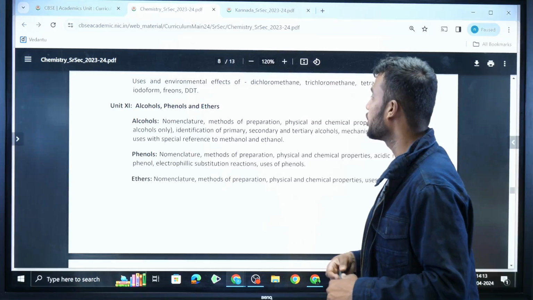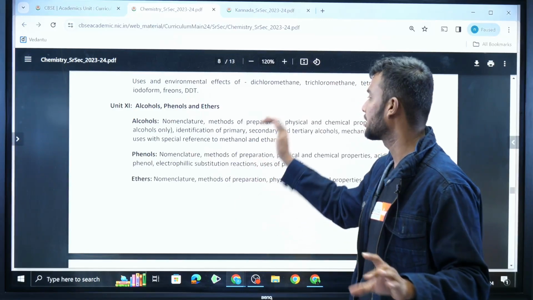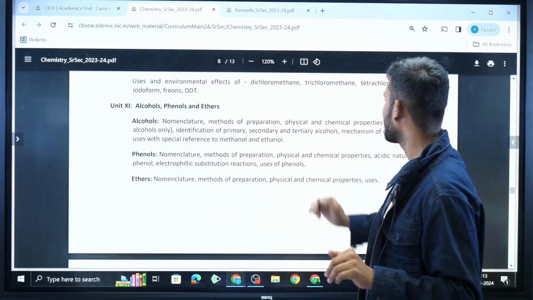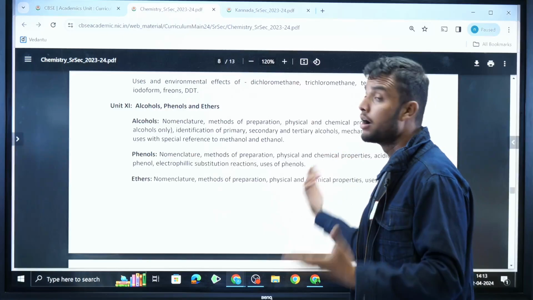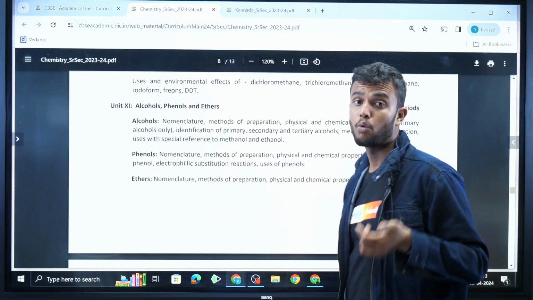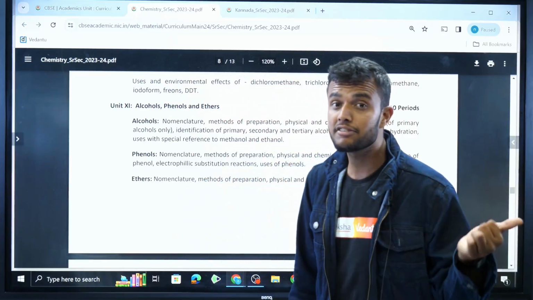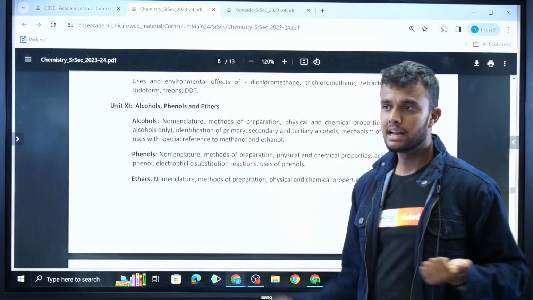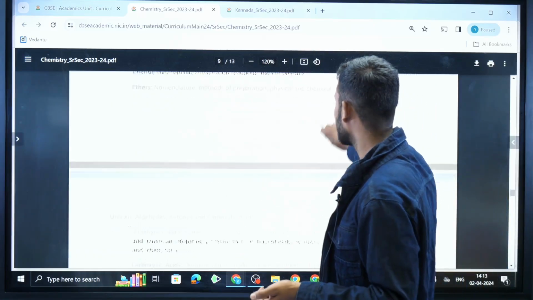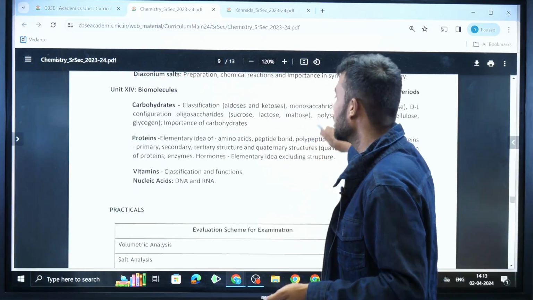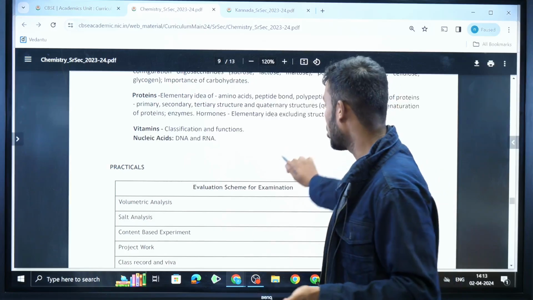Then after that, alcohols, phenols and ethers. Everywhere nomenclature is there. Nomenclature is nothing but IUPAC naming. Okay, IUPAC name, methods of preparation, physical and chemical properties, what happens, what type of reactions. For example, saponification, esterification, everything we already learned in class 10th, right? These are there, and also phenols and ethers. Okay, done. Biomolecules, amines, aldehydes, ketones and everything. These are about second PU or class 12.